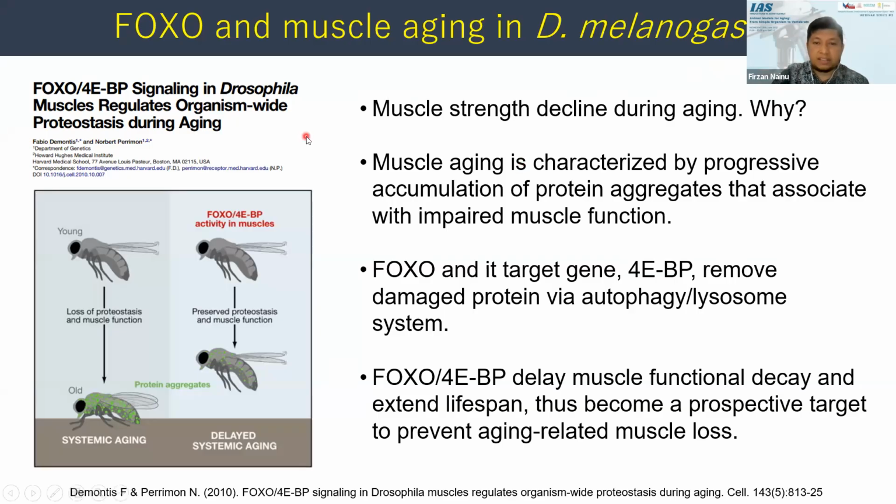So the loss of muscle is characterized by the accumulation of protein aggregates. And this leads to difficulties in movement. And it's really a prospective target for preventing aging-related muscle loss. This was published in Cell in 2010.